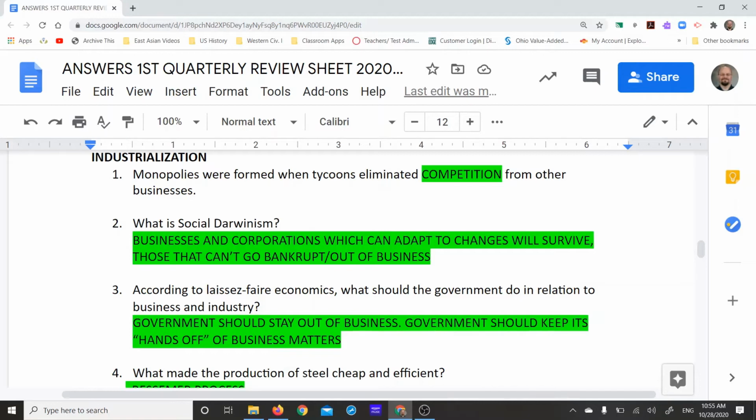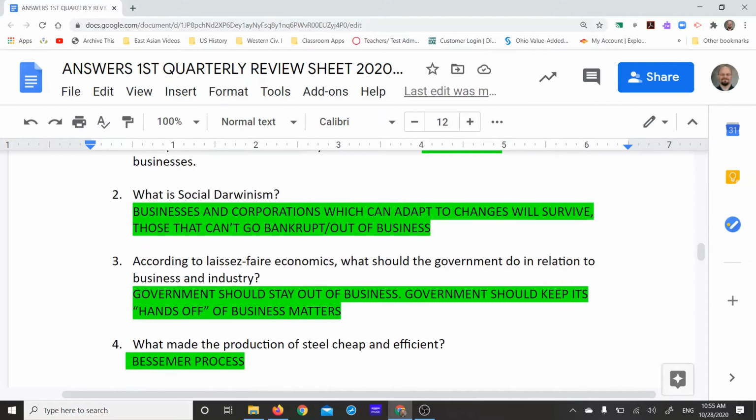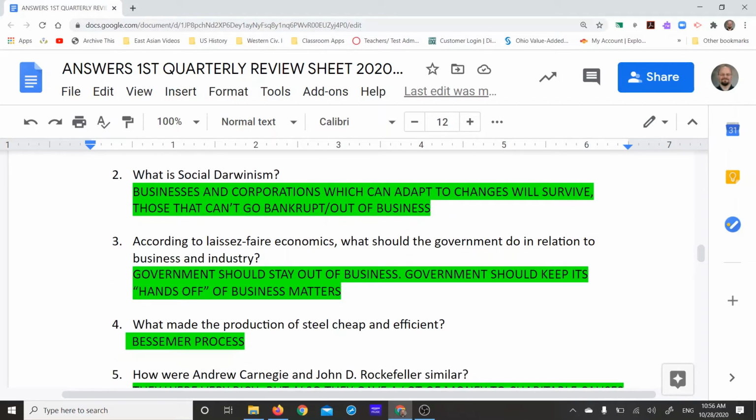What made the production of steel cheap and efficient? This is a straight vocabulary question. It's the Bessemer process.